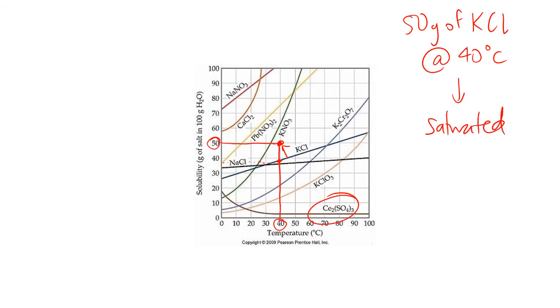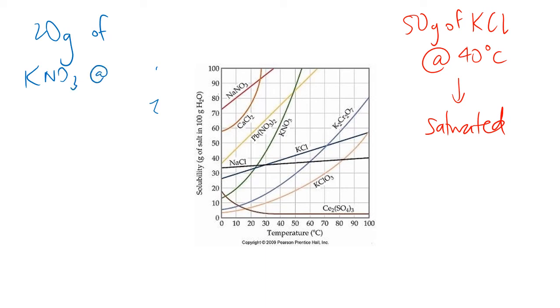Okay, if say you were looking at something like 20 grams of KNO3 at 20 degrees Celsius. So 20 grams at 20 degrees Celsius, that leads you to here. That's under the curve, so that is unsaturated. And that's how you work out saturation using this diagram. Okay? Make sense? Hope so.